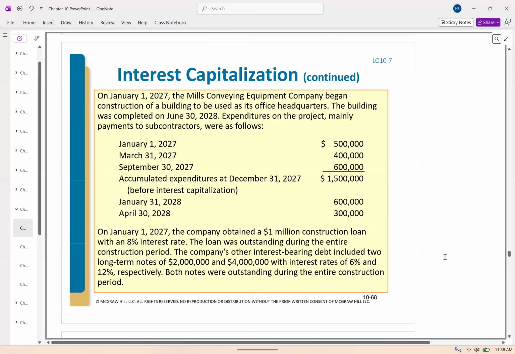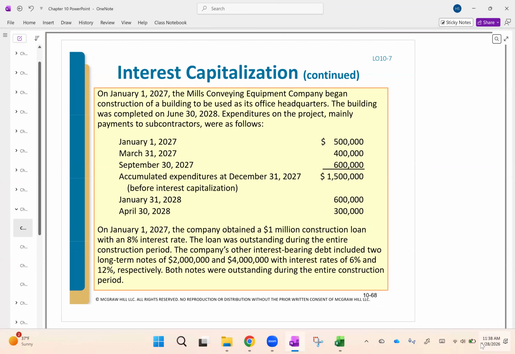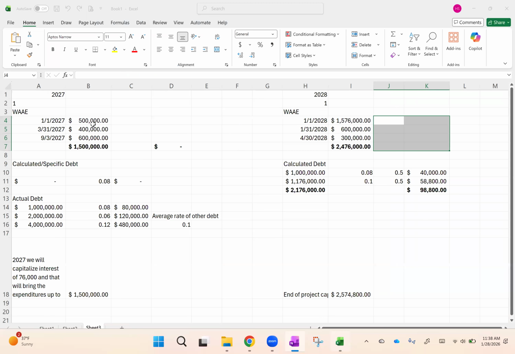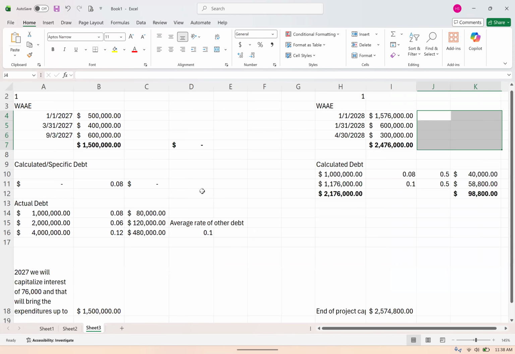So if you wanted to pause the video, grab that, or if you have the PowerPoint open, it'll be slide 68. Okay, there's a lot of things going on here. Okay, and I decided to do this in Excel. Okay, so let's see. The first part, I know there's a lot of stuff here. Ignore as much as you can. We're going to start right here.